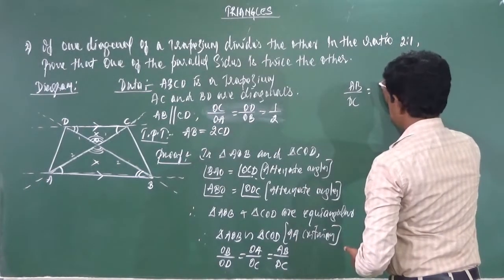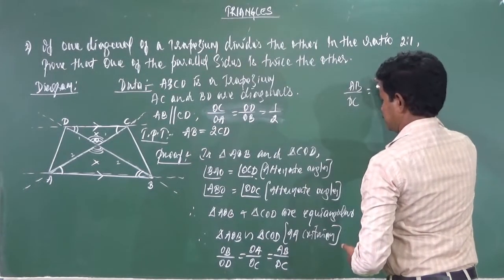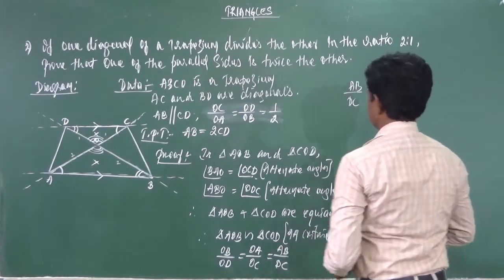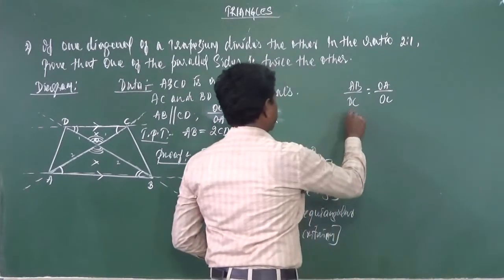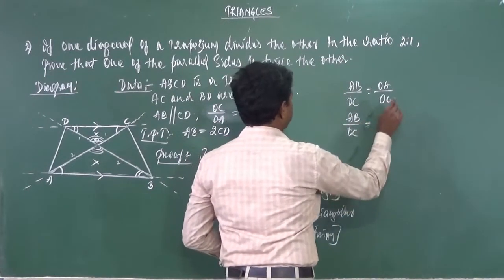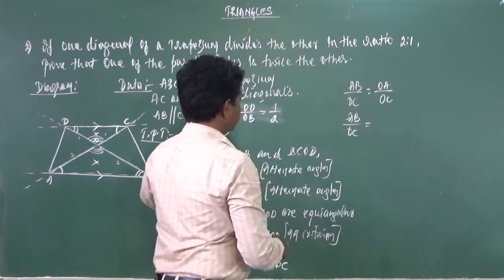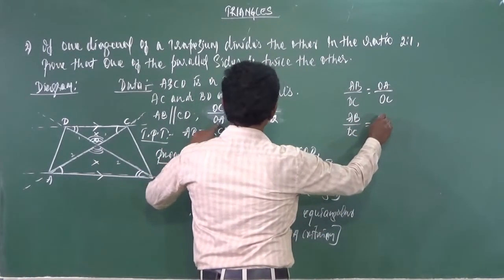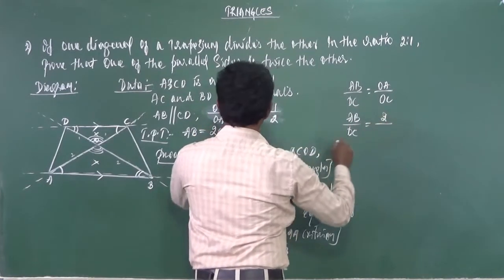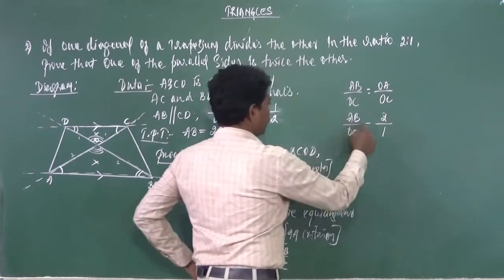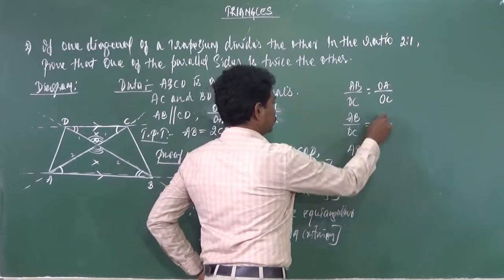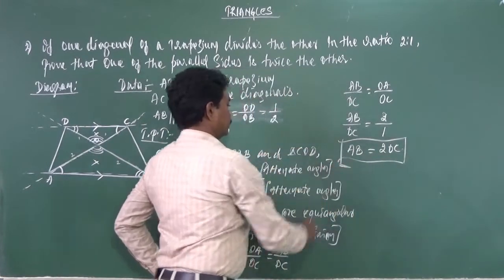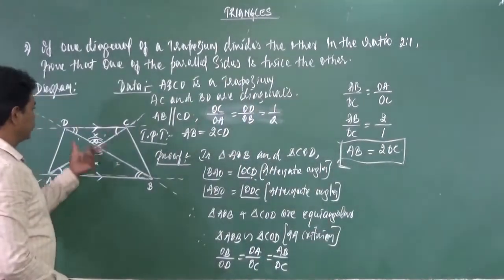So AB by DC is equal to OA by OC, we will write this. So AB by DC is equal to, OA is 2, OC is 1. So AB into 1 is AB is equal to 2 into DC, which is 2DC. So this is what we have to prove. That is, one of the sides AB is twice the side DC.